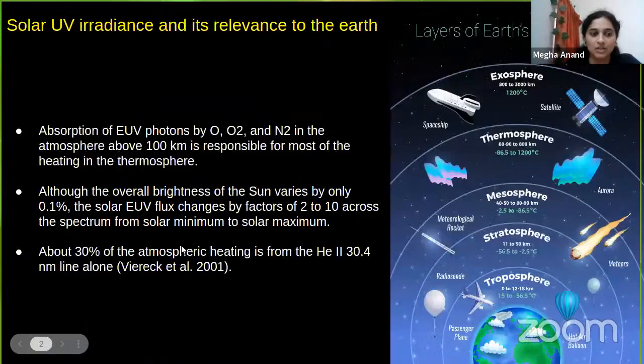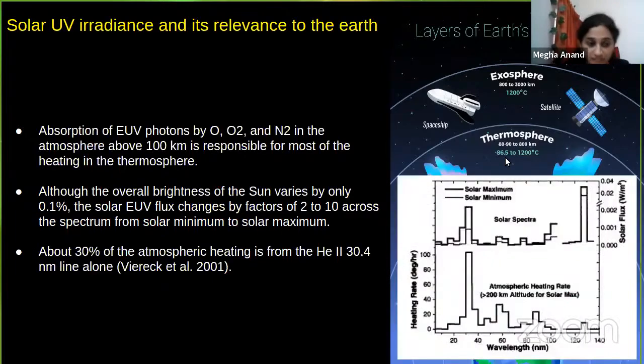So we all know that the absorption of UV photons by the atoms and molecules in Earth's atmosphere is responsible for most of the heating in the thermosphere. And although the overall brightness of the Sun varies by only 0.1% over the solar cycle, the UV flux changes by a factor from 2 to 10 across the spectrum. And about 30% of the atmospheric heating comes from the helium 304 angstrom line alone.